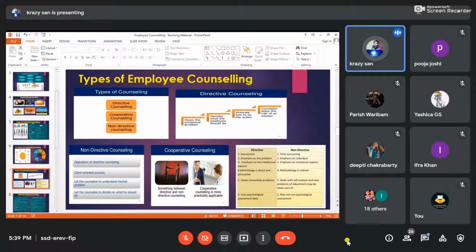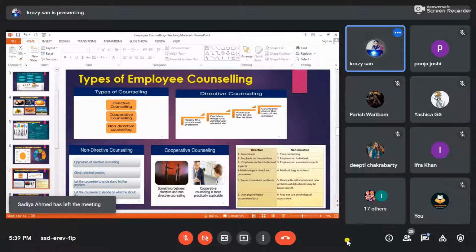When it comes to non-directive, you can see the opposite position of directive counseling. It is a client-oriented process that lets the counselor understand his or her problem, and lets the employee decide what he should do. In directive, no. In non-directive, this form of counseling is also called client-centered counseling, due to the focus on the counselee rather than on the counselor, right? It involves skillfully listening and inducing the employee to describe his emotional problem so that the counselor can understand it and ascertain a possible course of action.